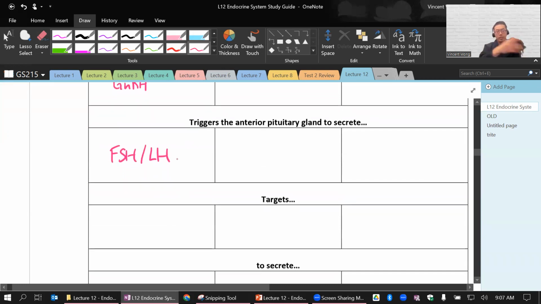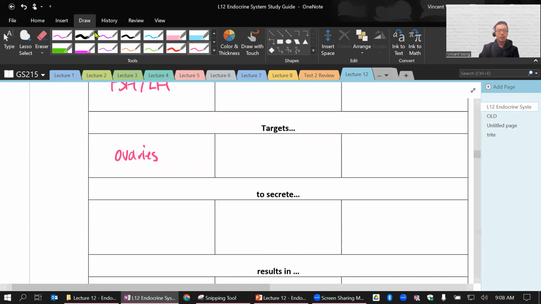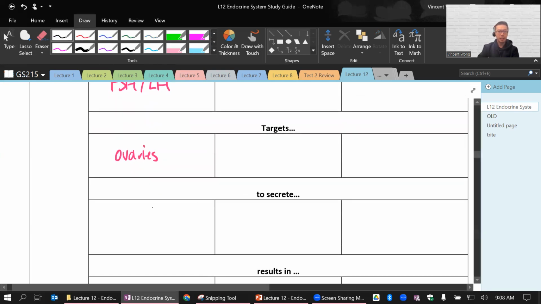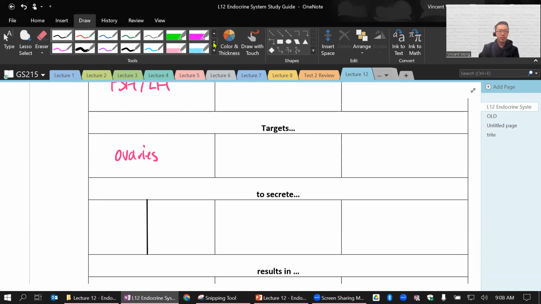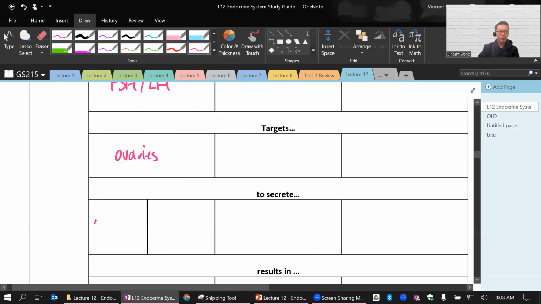As in like the luteal phase and the follicular phase, right? So what do they target? FSH and LH target the ovaries, and then it's going to secrete, and again, I'm going to separate this into two parts here. And we're going to have, let's say, the release of estrogen and progesterone.